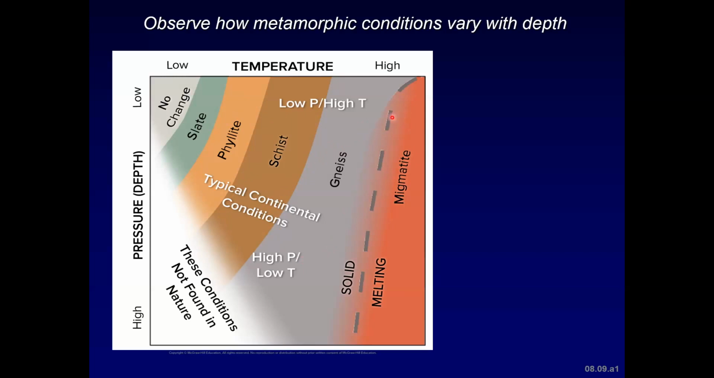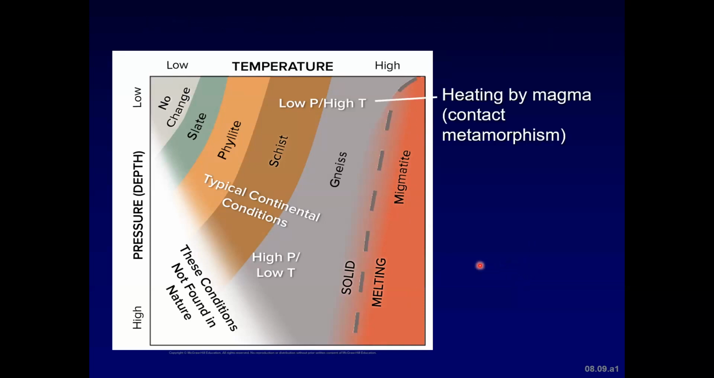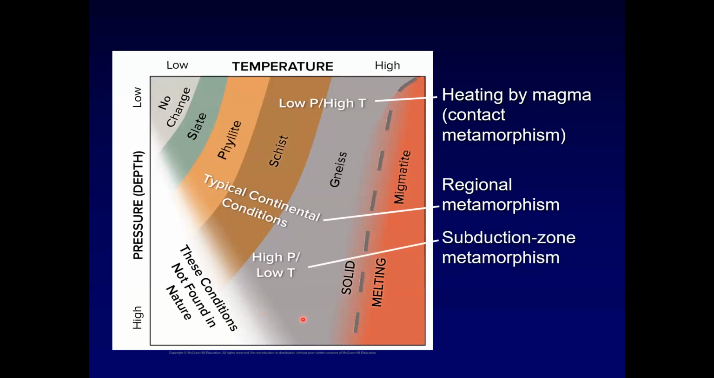You go far enough into all this, you'll have melting, and you can have something called a migmatite resulting from those conditions at high temperature as well as high pressure. So this is somewhat predictable, and we'll review that. Heating by magma contact could result in, say, low pressure but high temperature. But these would be kind of typical of regional metamorphism. This situation would be something we might find in a subduction zone.